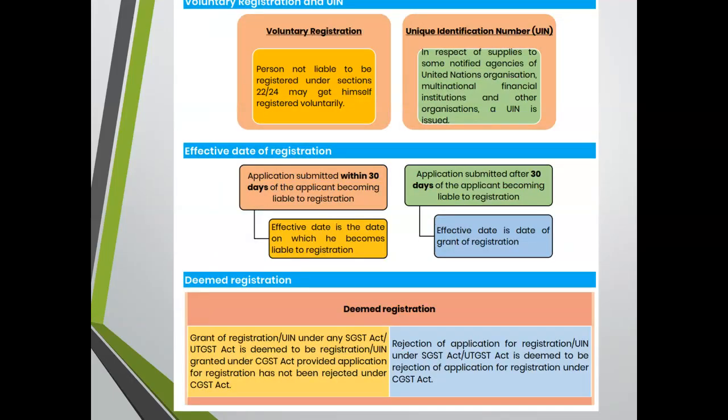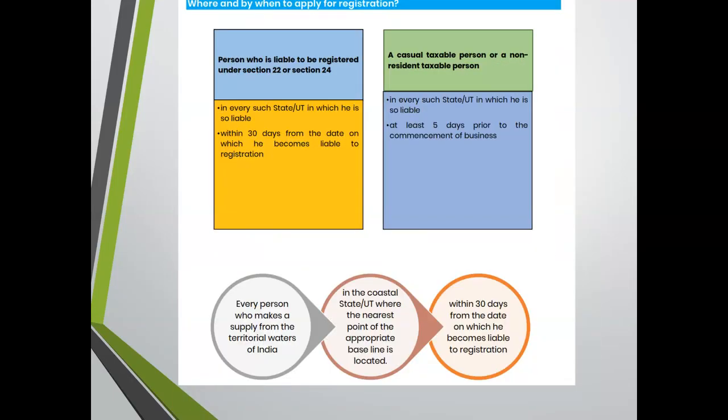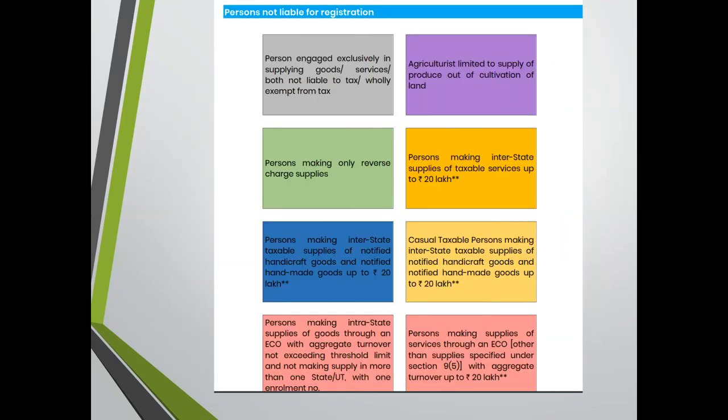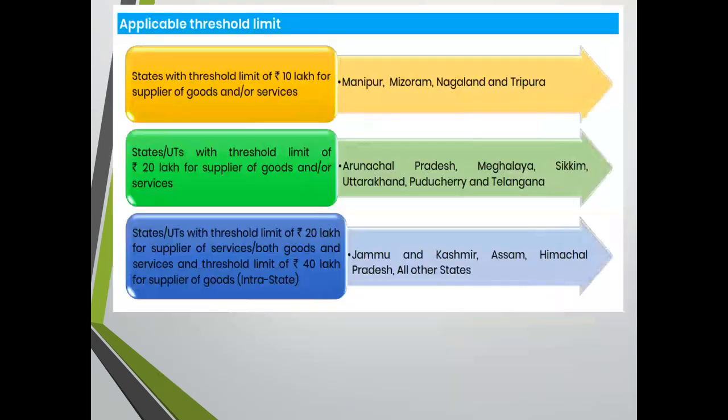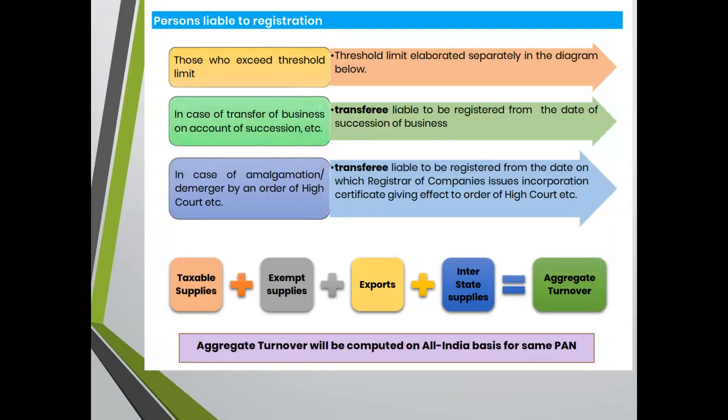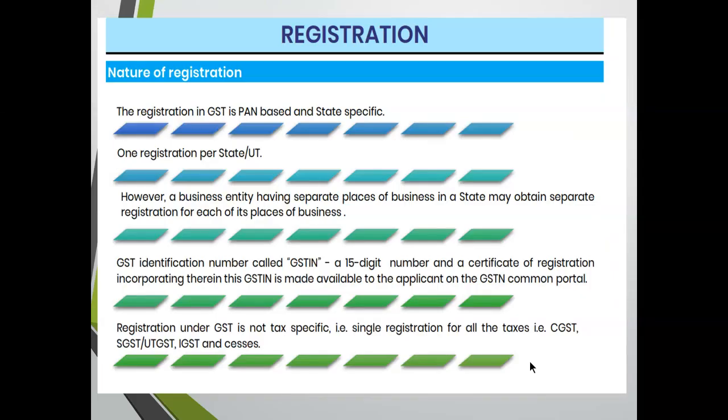Then various types of registration: voluntary, effective date of registration, deemed registration, CTP, NRTP, not required to get registered, compulsory registration, various threshold limits under various states, person liable to get registered, GST number, all those things I have mentioned. So this way you try to get on with this fundamental part of registration.